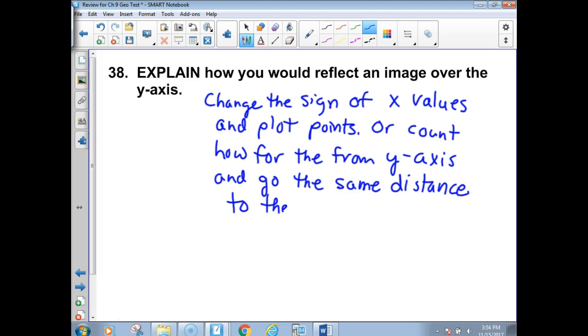Okay, to the other side of the y-axis. Okay, so you've got to go straight across from there, right? I don't care which way you describe it, as long as you say, I found how far the point was from the y-axis, and I went that same distance straight across to the other side. You don't have to have both of those explanations. Just one or the other is fine.